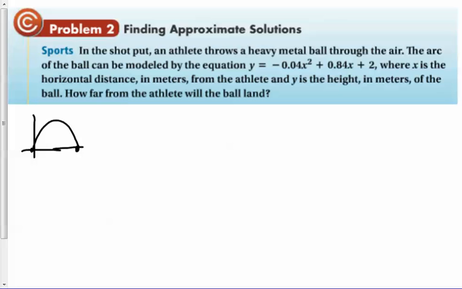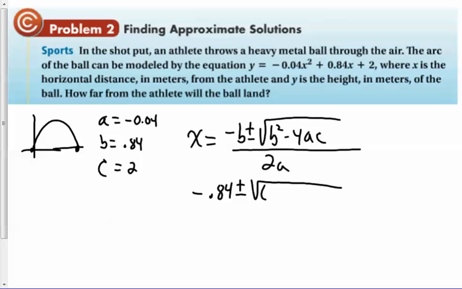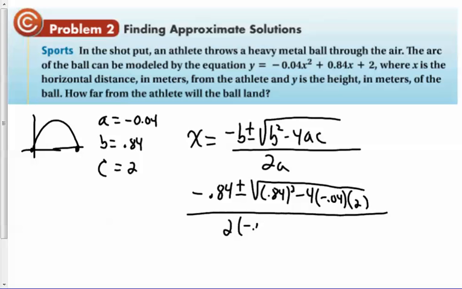So what we can do is use the quadratic formula. A is negative 0.04, b is 0.84, and c is 2. So x is negative b plus or minus the square root of b squared minus 4ac, all over 2a. When you plug this in, it's negative 0.84 plus and minus the square root of 0.84 squared minus 4 times negative 0.04 times c, which is 2, and that's all over 2 times negative 0.04.